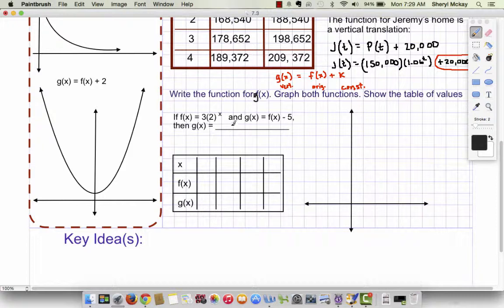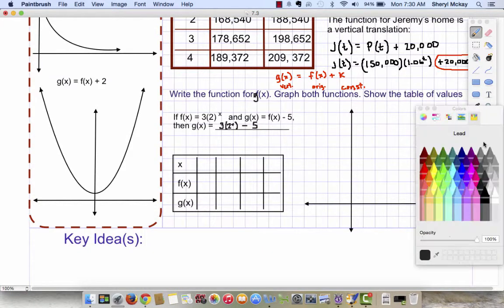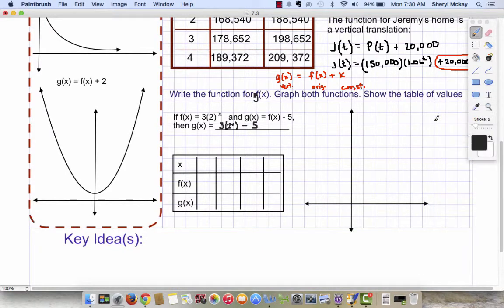Well, g of x would be whatever f of x is, which is 3 times 2 to the x power minus 5. Okay, so that's what g of x is. 3 times 2 to the x power, minus 5. So let's fill in a few tables of value.